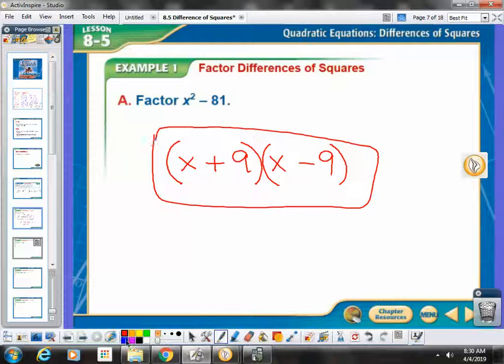Now once again, I want to show you if I FOIL this, and I can do that really quick. What's going to happen to those middle two terms? They're going to cancel. What causes those middle terms to cancel out? The signs. We will learn in Algebra 2 that these are called conjugates of one another, and that will happen every time.